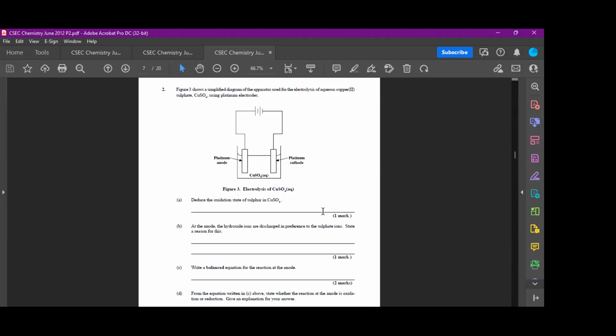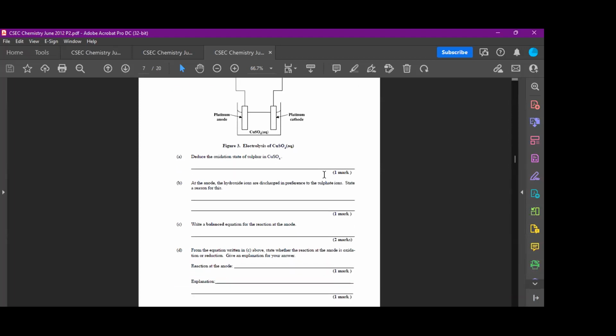Sir, different electrodes. Using platinum electrodes. The electrodes are definitely different. So in this case, we are not really looking at refining copper. We have a platinum anode, platinum cathode, and the electrolyte is copper sulfate. Already you should know that there's some difference in reaction that you will get because of that. So let's proceed.